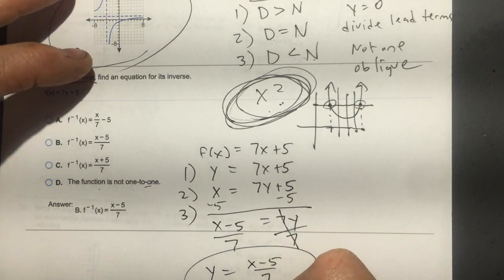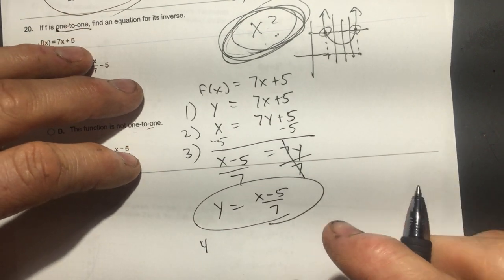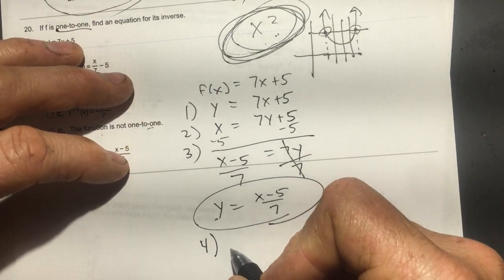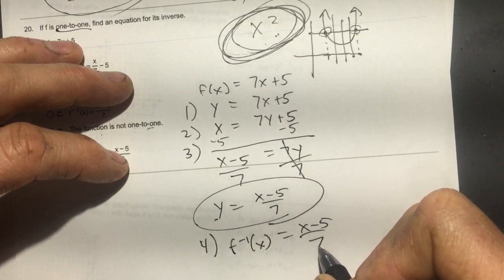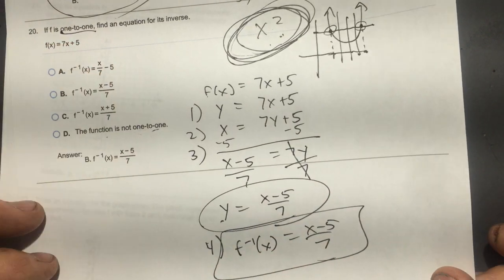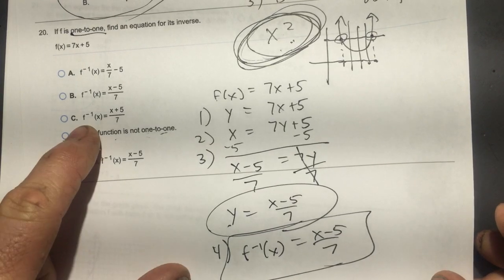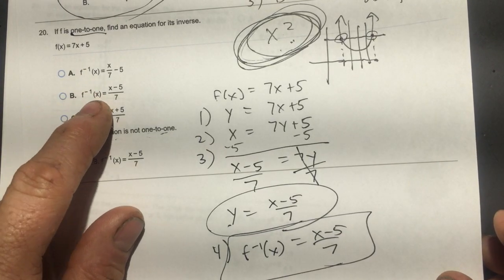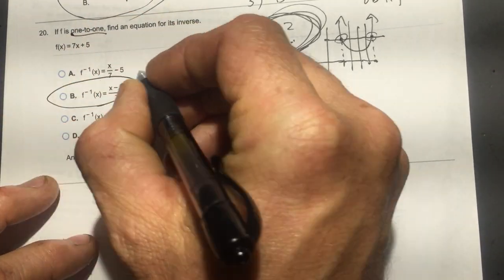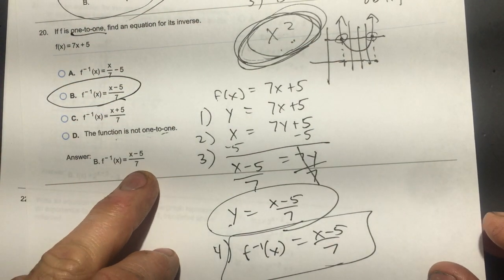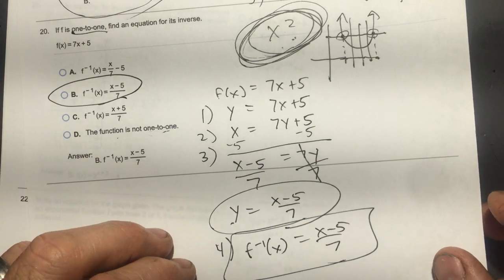All right, so step 4, I change this to f inverse of x. And that should be my answer right there. And see, f inverse of x looks like B. Yep, that's right, B. Okay.